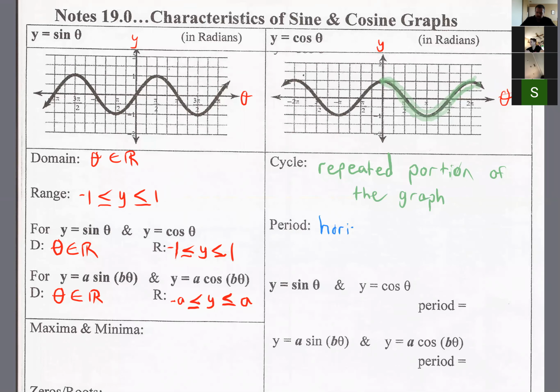Mr. Morrison, is that because on the graph it goes from 0 to 2 pi? Exactly. So this is all based off the unit circle. Every time you go around the circle, it creates another cycle. So good observation. Yeah, going from 0. I'll come back to that in just a second. So horizontal length of one cycle.